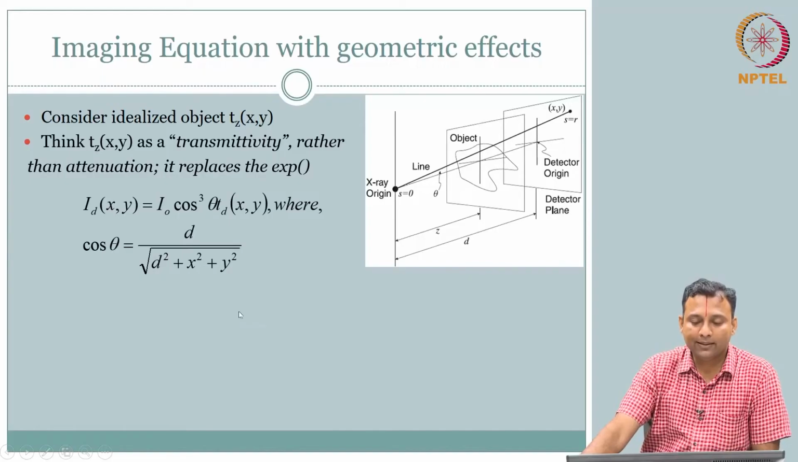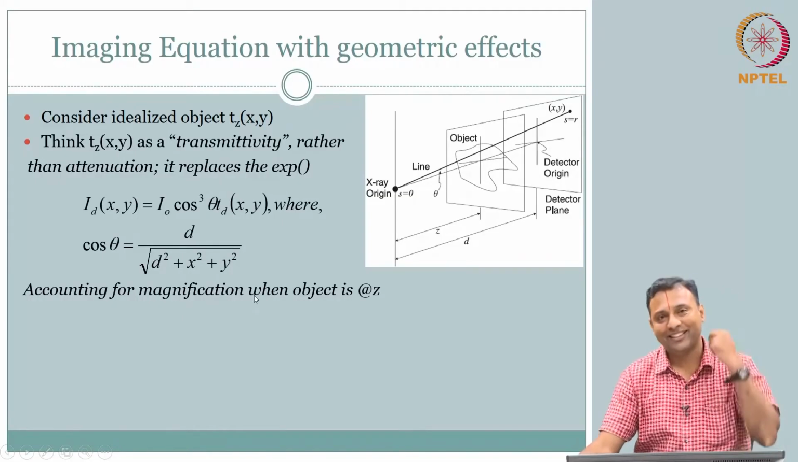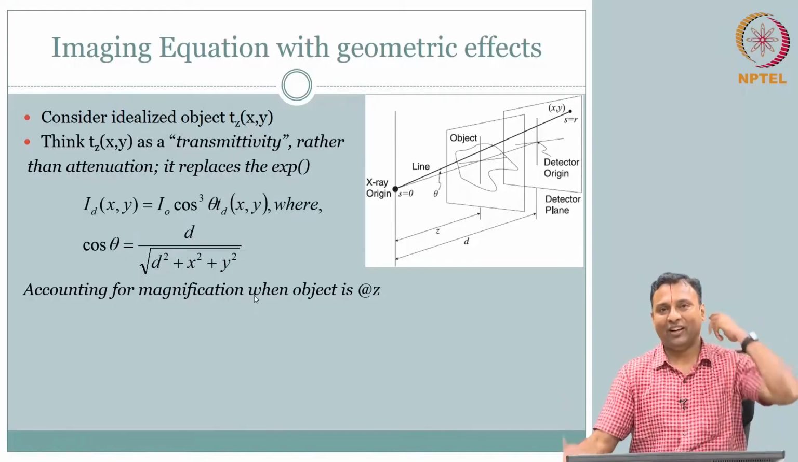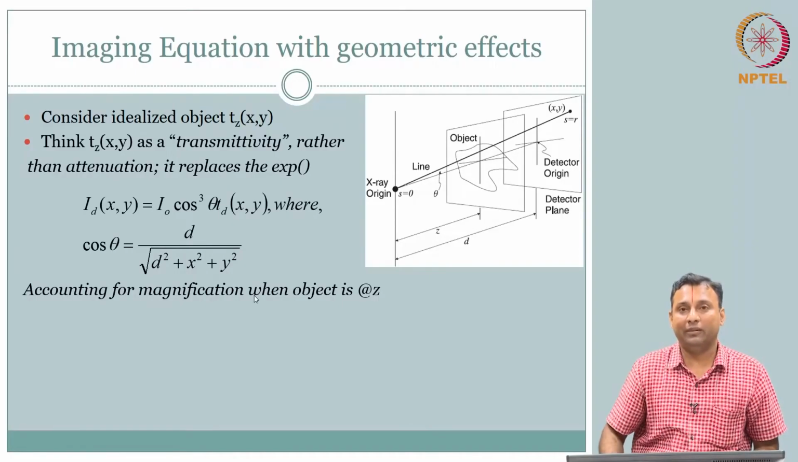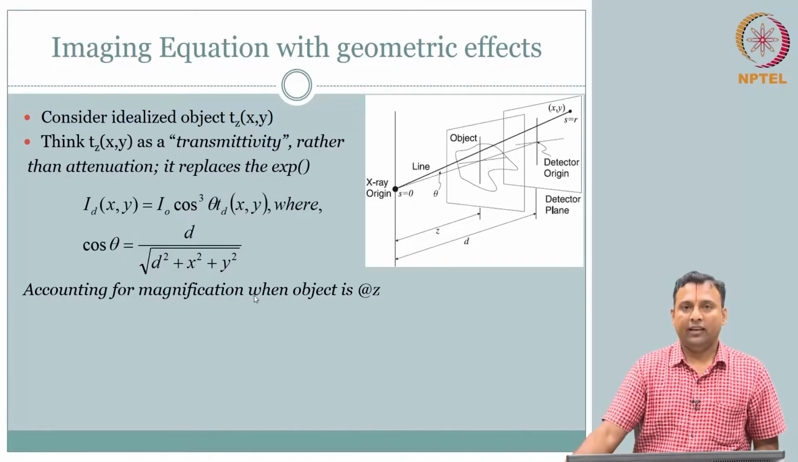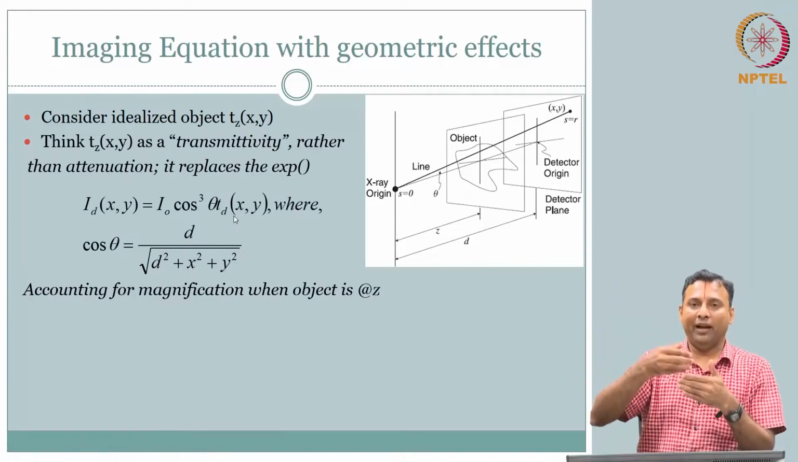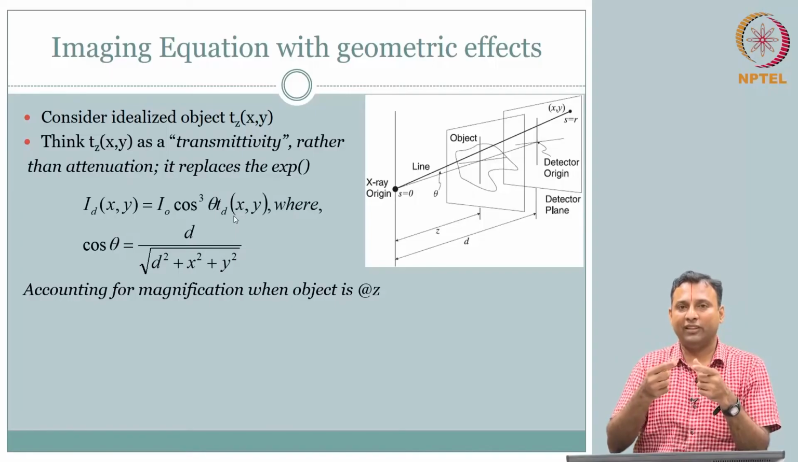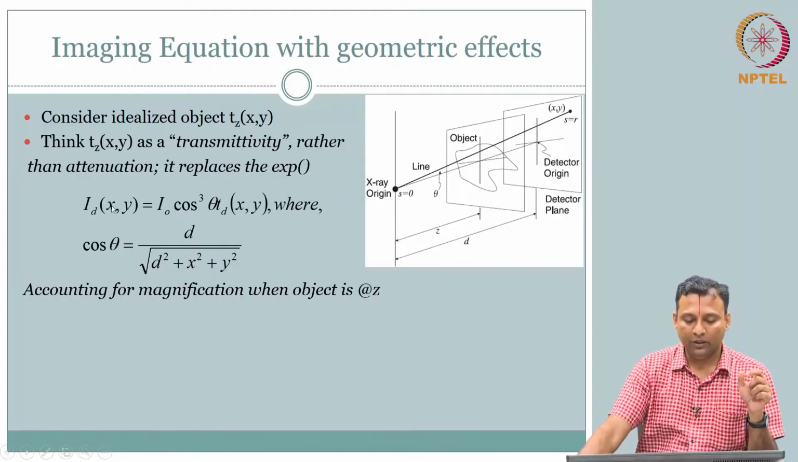Clear? Why is this maneuvering done? Because it becomes easy to write. We need to account for one more magnification. Remember, we talked about depth dependent magnification. Now we are talking about front is magnified, back is magnified. Remember that example of thickness that we gave? We will have to incorporate that. How do we incorporate that? So it becomes easier to use this notation.